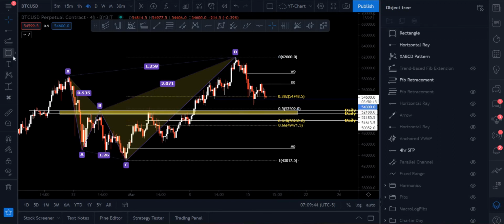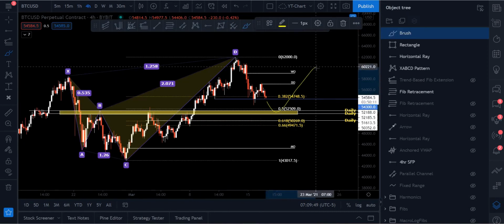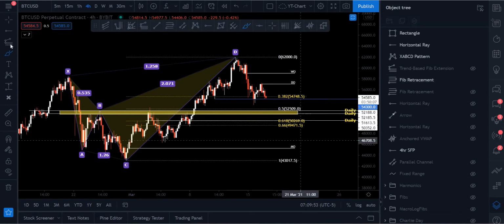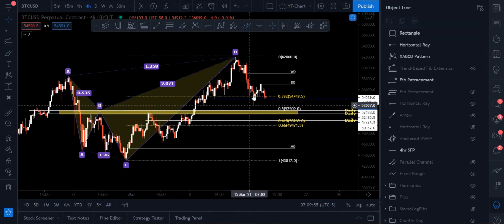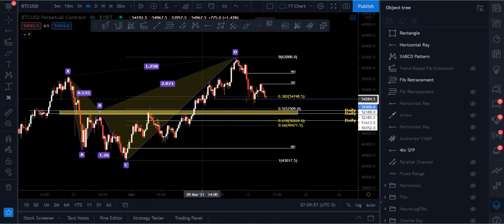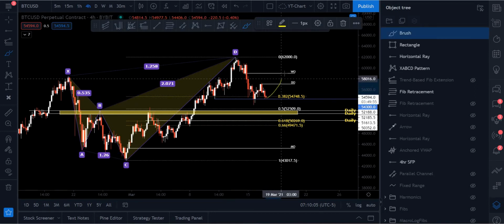Doesn't mean this can't reverse from here and then go to all-time highs. I don't think that's what we're doing. I think we're more likely to put in a lower high if we come down to this region at this point. In order for this to be a reversal pattern, at least from a Fibonacci and a harmonic standpoint, this would have to bounce from here and come up much higher. It would have to come up much higher.